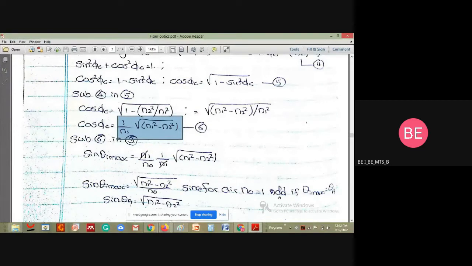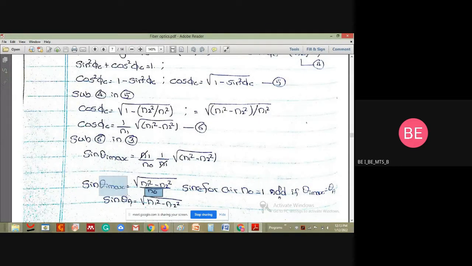What is n0? Refractive index of air. What is the value of refractive index of air? 1.00. It is simply 1, right? So refractive index of air is 1. So we can simply replace this n0 with 1. If your optical fiber is kept in air medium, you can simply ignore the value of n0 because it is equal to 1. You know the refractive index of air is equal to 1.